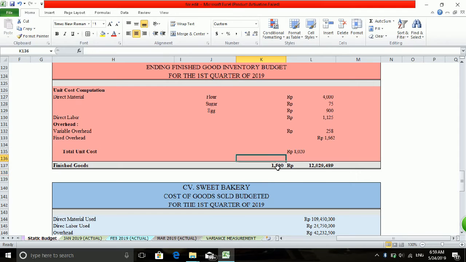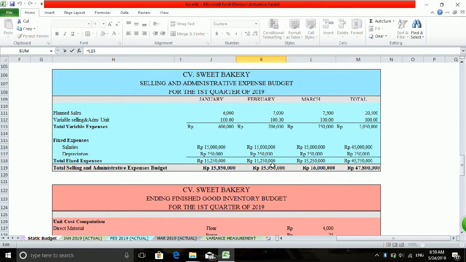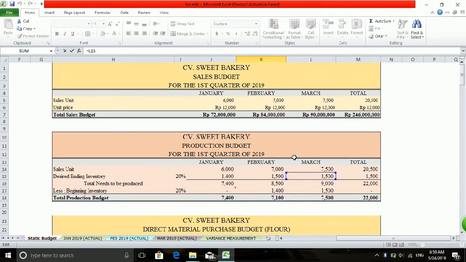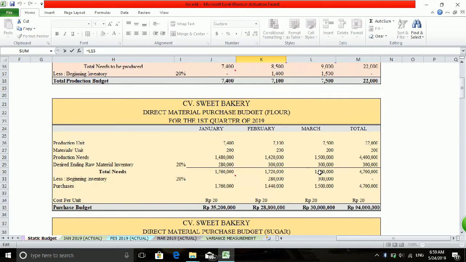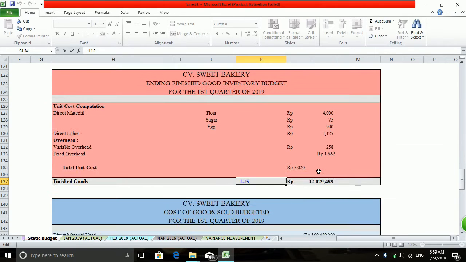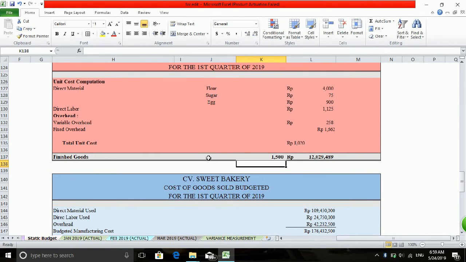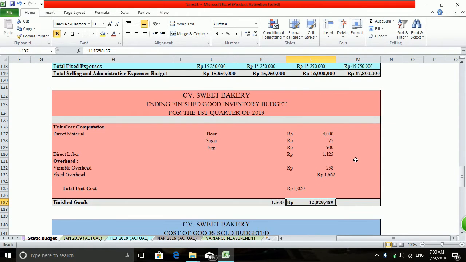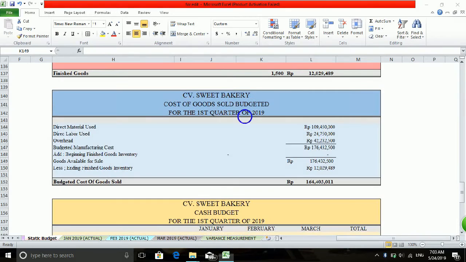Sum the unit cost computation and you will get the total unit cost. The finished good quantity is from the desired ending inventory from the production budget in March. The finished good cost will be the total unit cost multiplied by the finished good quantity, and you will get the ending finished good budget. And next is the budgeted cost of goods sold.